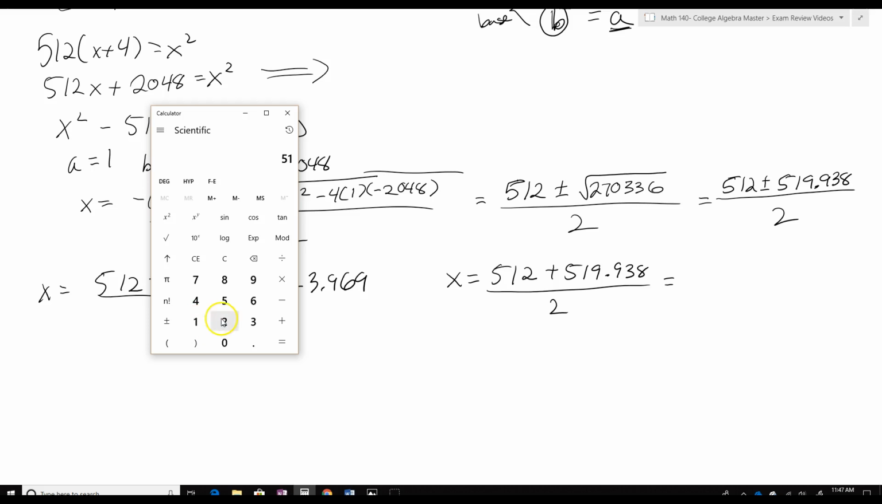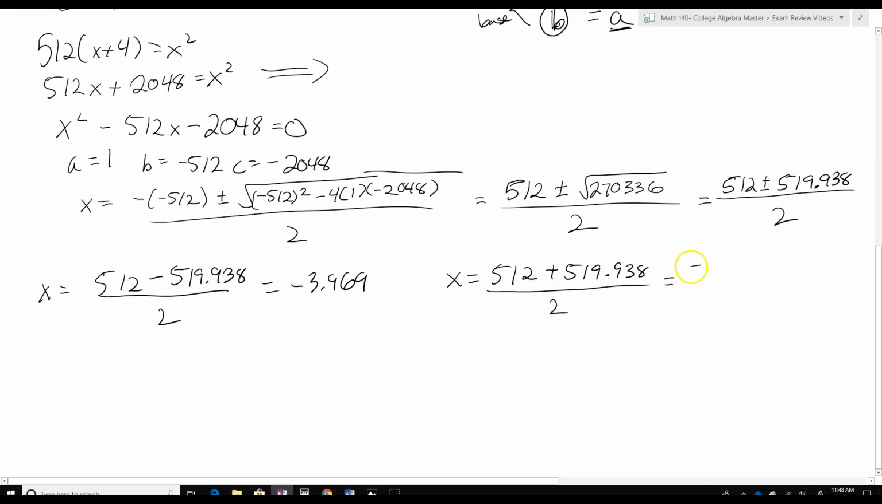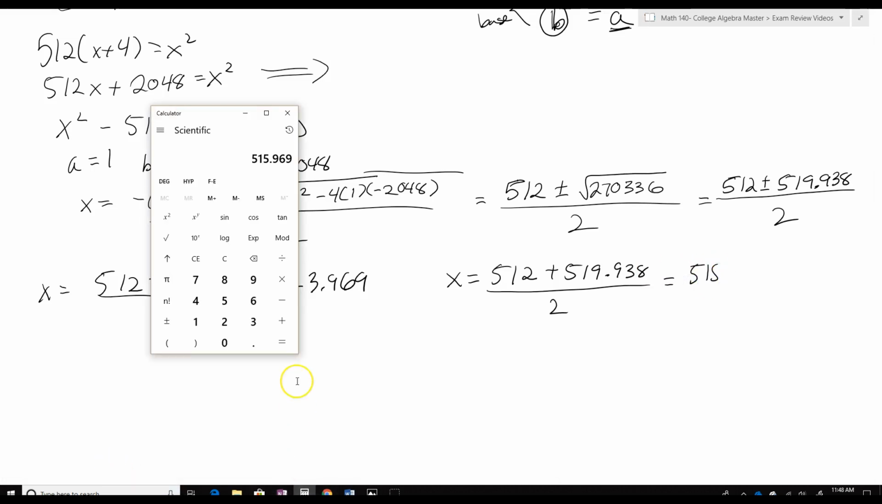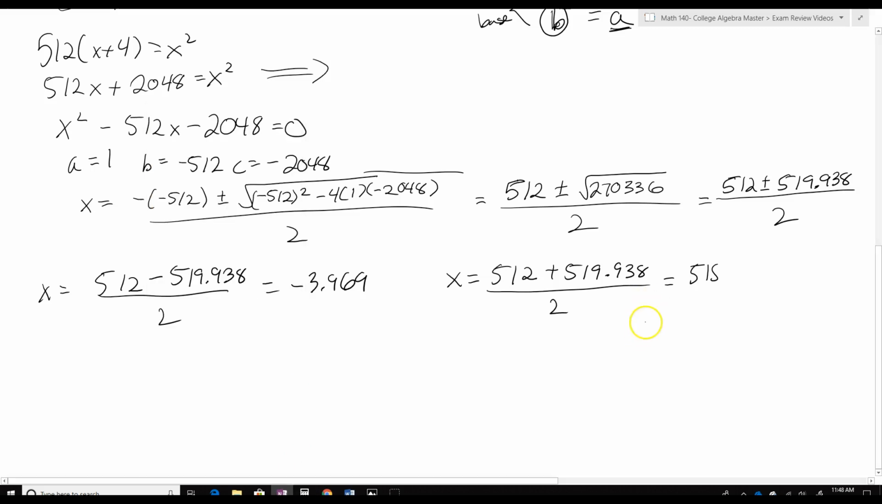Let's just take 512 plus 519.938. Then we'll divide it by 2. And that gives me 515.969.